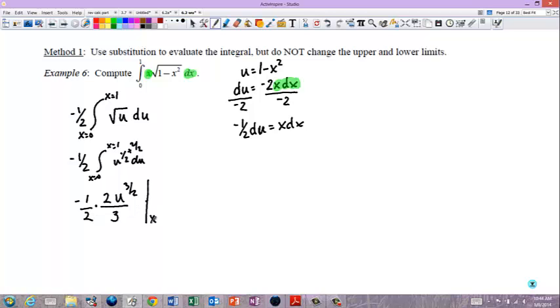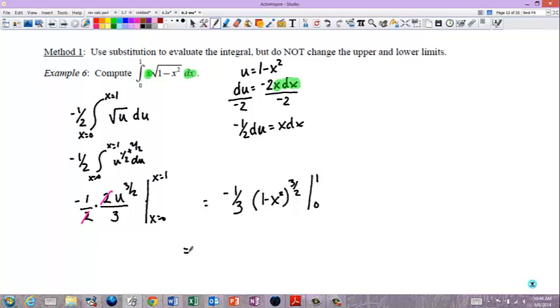From x is 0 to x is 1. So I can't fill my 1 and my 0 in yet until I put my x back in. So if I clean up this part, I get negative 1/3 u, but u is 1 minus x squared to the 3/2 from 0 to 1. Now my x's match, so now I can fill it in.